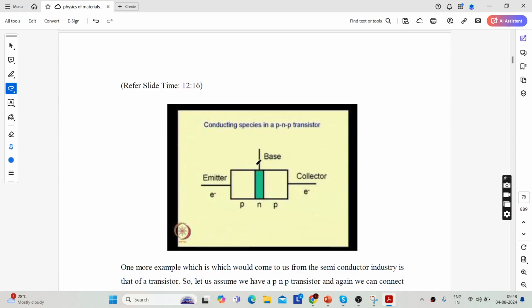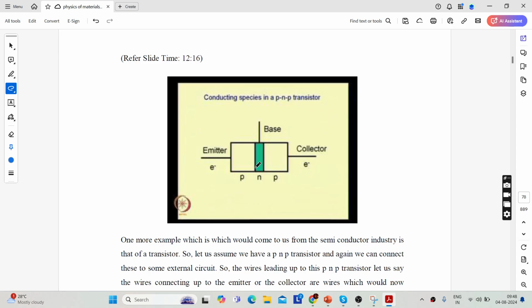Another example is a normal PNP transistor, which we use in the semiconductor industry. Here in the PNP transistor, there will be more hole carriers in the P sections, and in this section, electrons will be there.